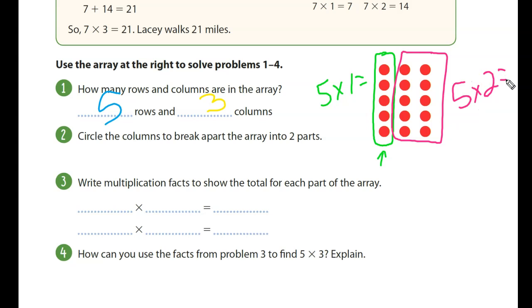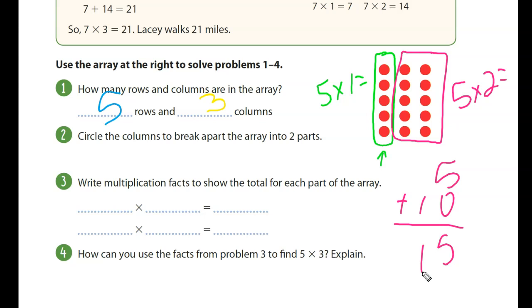So 5 times 1 is 5. And what's 5 times 2? 10. And then I add those together. 5 plus 0 is 5. 0 plus 1 is 1. So how many dots all together? 15.